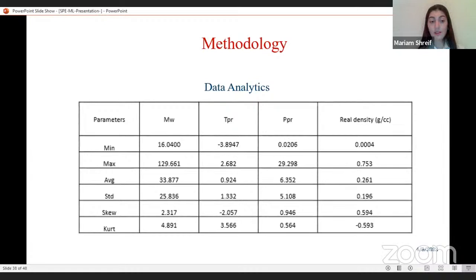The minimum value for the real gas density was 0.004 grams per centimeter cube. And the maximum value was 0.753. The average was 0.261 grams per centimeter cube.